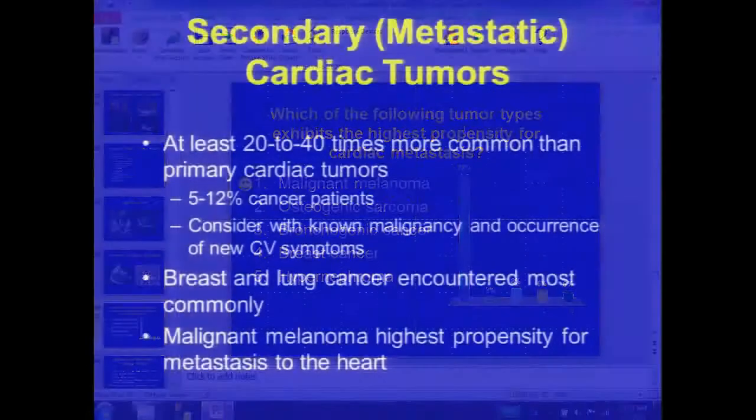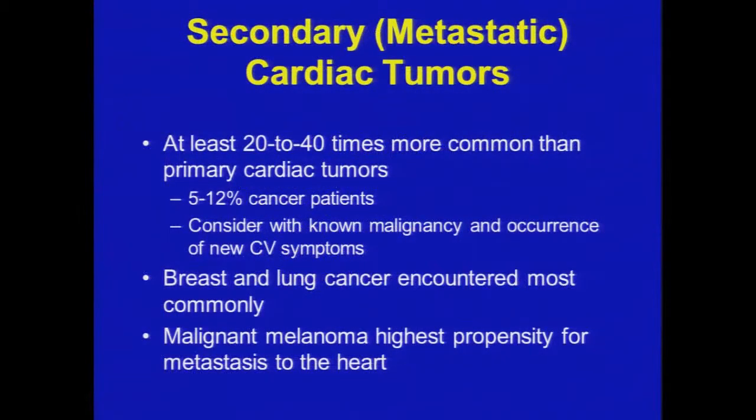Let's go through the secondary tumors. The secondary tumors are much more common than primary tumors, at least 20 to 40 times more common, and they're found in 5 to 12% of all patients who die of cancer. You must consider cardiac involvement in patients who have known cancer, who present with new cardiac symptoms, and often these patients have diffuse metastatic disease. Now, clinically encountered metastases most commonly are breast and lung because they are much more common. The tumors that have the highest propensity to involve the heart are malignant melanoma and lymphoma.